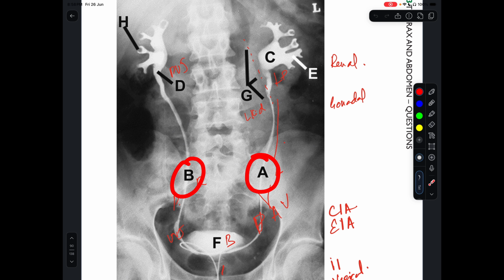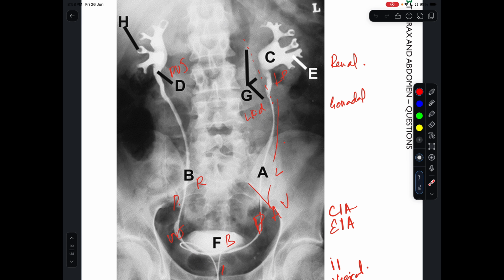D is the pelviureteric junction. These are the minor calyces. This is the pelvis. E is supposed to be the renal papillae. And G is the shadow of the psoas muscle. Then this one is the bladder. So the renal papillae project into the minor calyces.